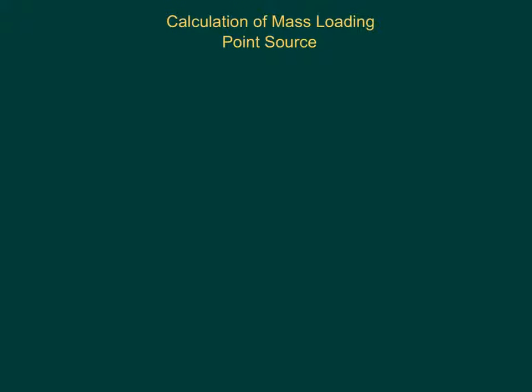Now that you know the difference between point and non-point sources, we want to talk about how you can compute a mass loading rate. We're going to begin with point sources. Mass loading tells us the rate at which mass is being input to our system. So we're going to use the symbol W to denote our mass loading rate.